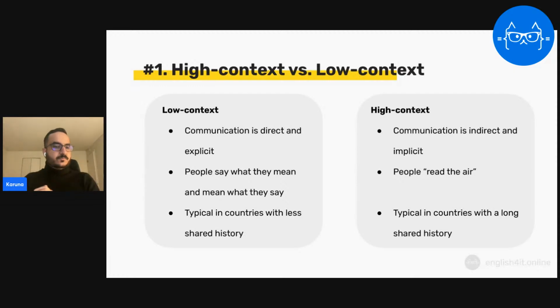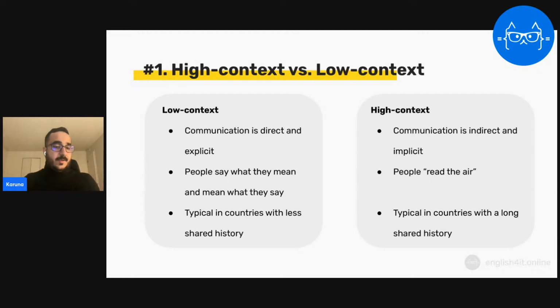Or breaking the hierarchy. People sort of read the air, they read the room, they pick up on facial cues, on body language a lot more, and this sort of high context cultural communication tends to be more prevalent in countries with a long shared history, right? Japan, for example, right, has had a very long shared history where they've been a very monoethnic culture, right? There's really one ethnic group in Japan, and they tend to be very high context communicators. It's a very hierarchical culture, right?